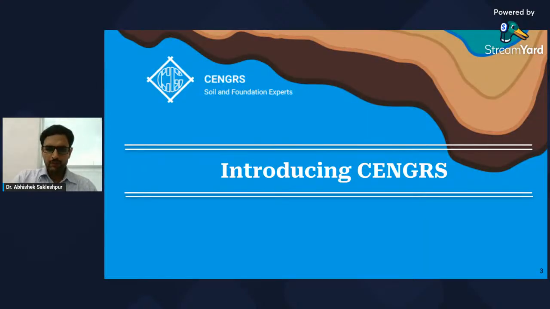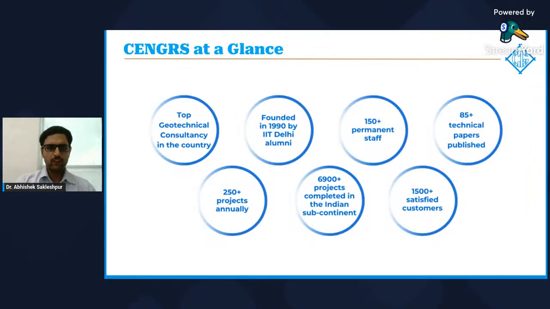So a brief introduction about Sengers. We are a top geotechnical consultancy in the country, founded in 1990 by IIT Delhi alumni. We have a permanent staff of over 150, and we've published over 85 technical papers, more than 250 projects annually, and a total of more than 6,900 projects in the Indian subcontinent, with over 1,500 satisfied customers.